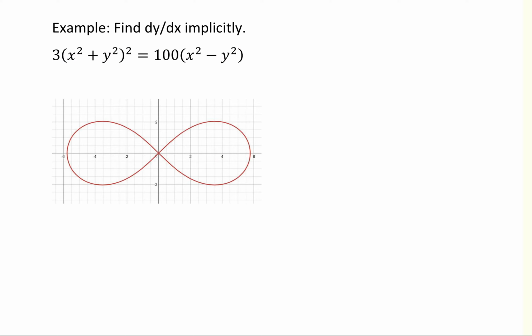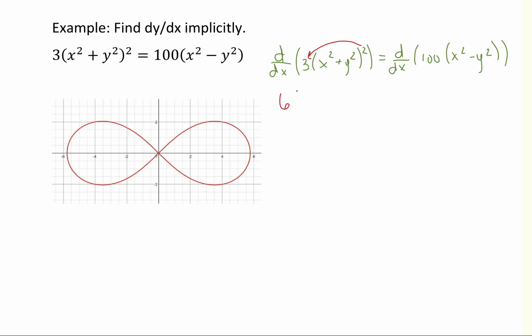So we're going to start by taking the derivative of both sides of the equal sign. So 3(x squared plus y squared) squared, and then the derivative of 100 times (x squared minus y squared). So when we differentiate this left side, we're going to have a chain rule going on here. So we're going to bring this guy down. So we're going to have 6 times (x squared plus y squared) times the derivative of the inside, which is 2x plus 2y dy dx.